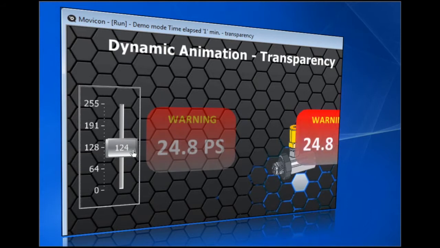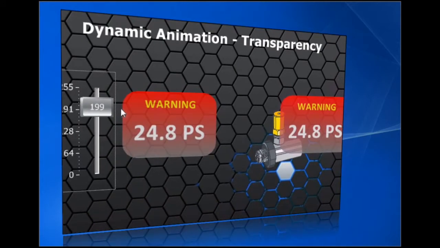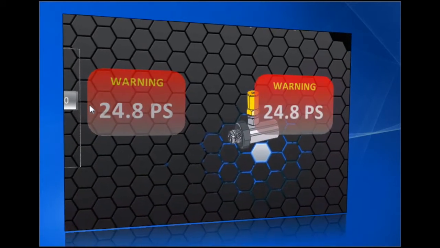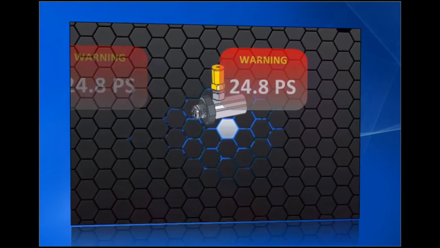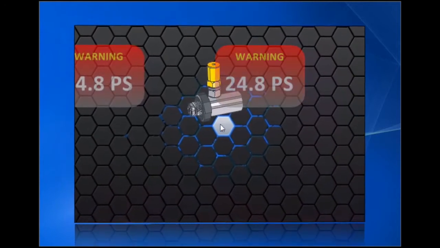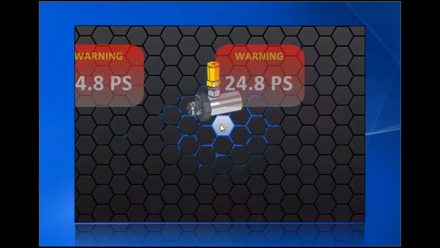This variable could be an internal Movicon variable or a variable connected to a PLC or field device. These are only a couple of examples of ways to apply the dynamic animation transparency. Let's take a look at how it's done.